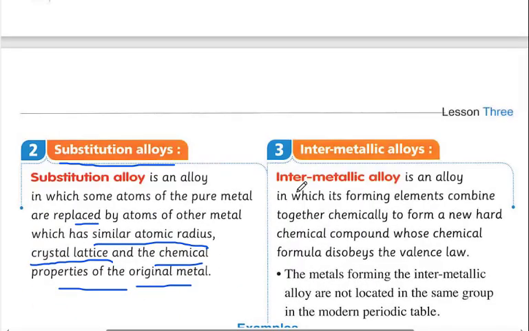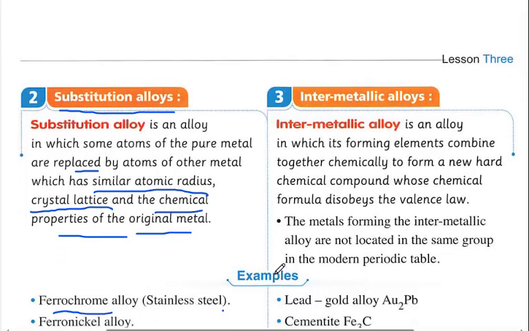So let's speak about the third kind of alloys. It is a chemical reaction, and the alloy here is a chemical compound. It is not just a physical mixture. It is a chemical compound, very hard, composed of two elements. So these elements must be from different groups in the periodic table and form a compound. In the compound, they do not obey the valence rules in ordinary or normal conditions.